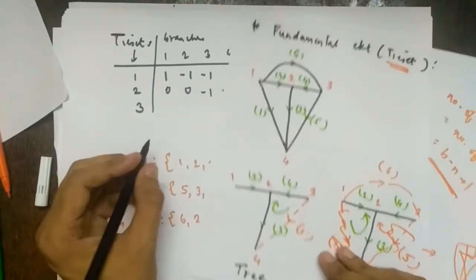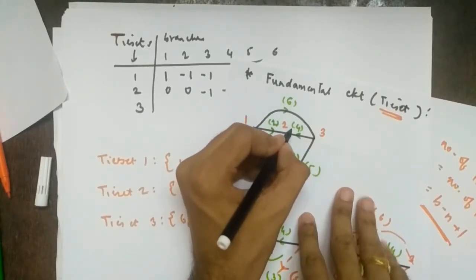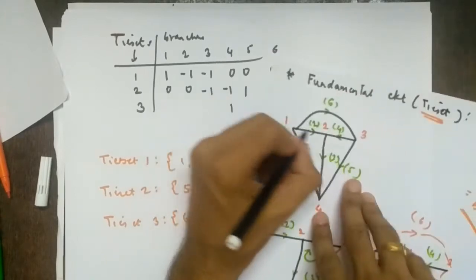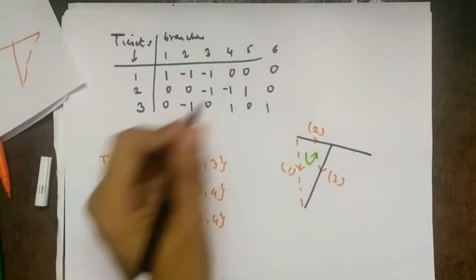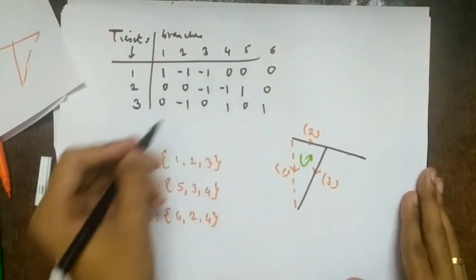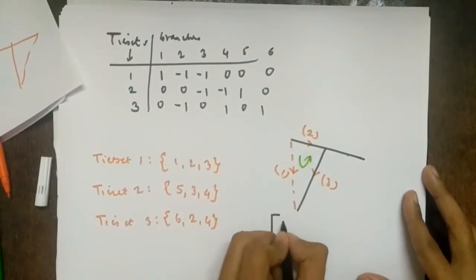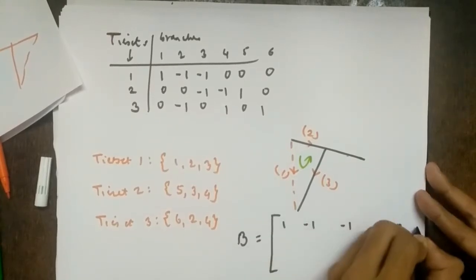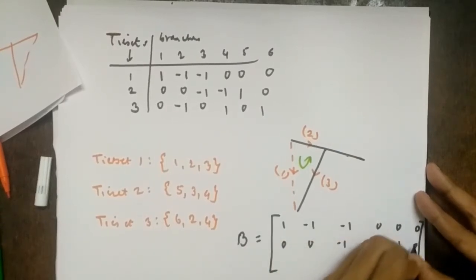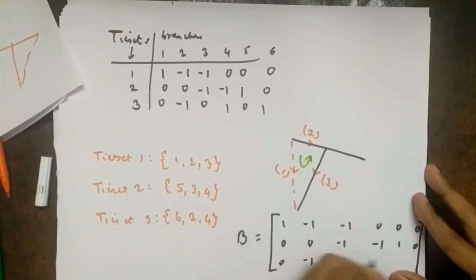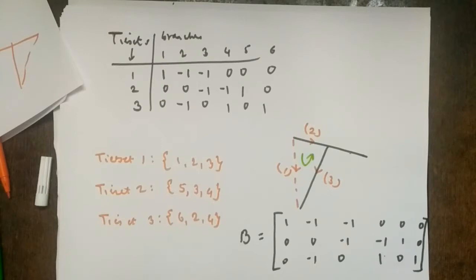So then finally we have tie set 3, right? If you take this direction, 6 and 4 are in the same direction, so 1, the other branch 2 is in the opposite direction, others are 0. So this is what my fundamental circuit matrix is, but you have to draw it in matrix form, right? So I'll draw it here. It is denoted by B. It is 1, -1, -1, 0, 0, 0. This is 0, 0, -1, -1, 1, 0. Then 0, -1, 0, 1, 0, 1. Right? So this is my fundamental circuit matrix or tie set matrix.